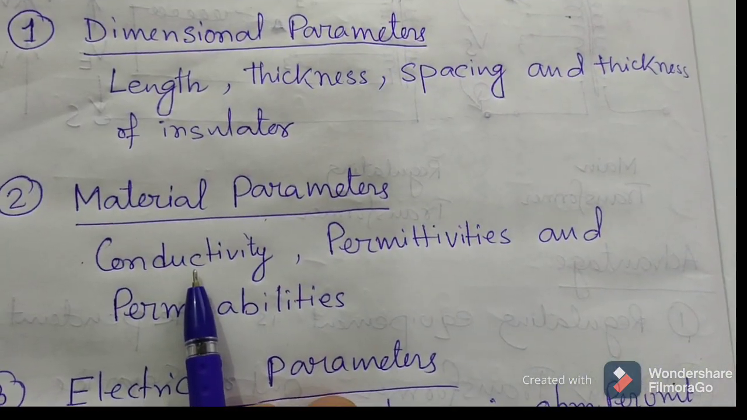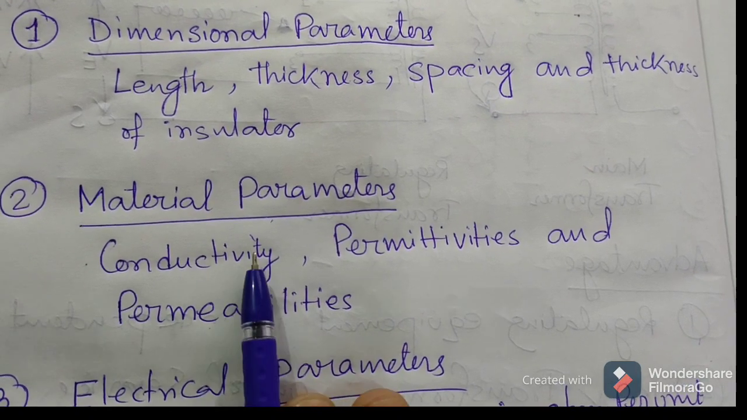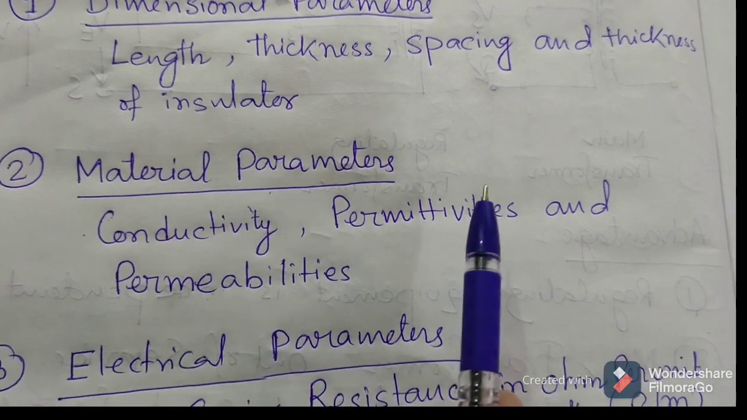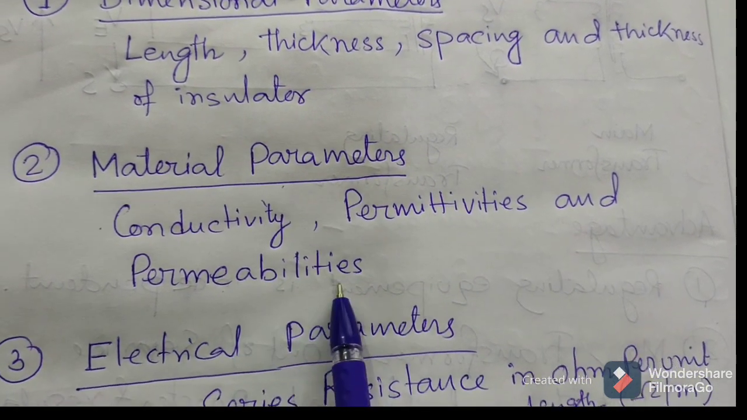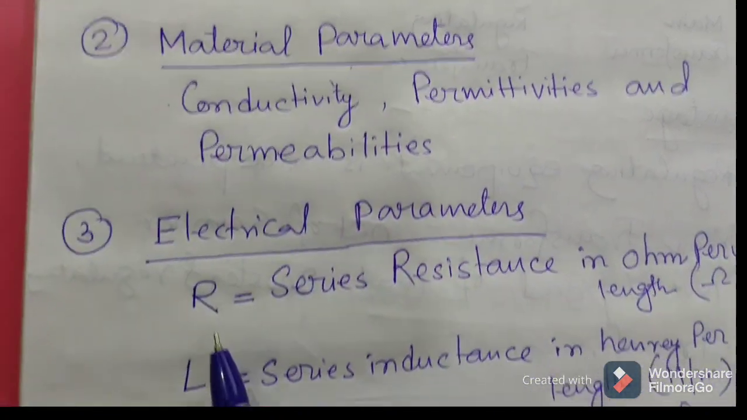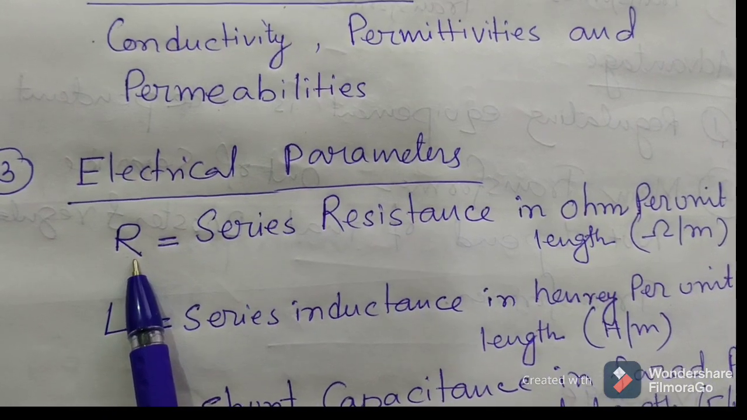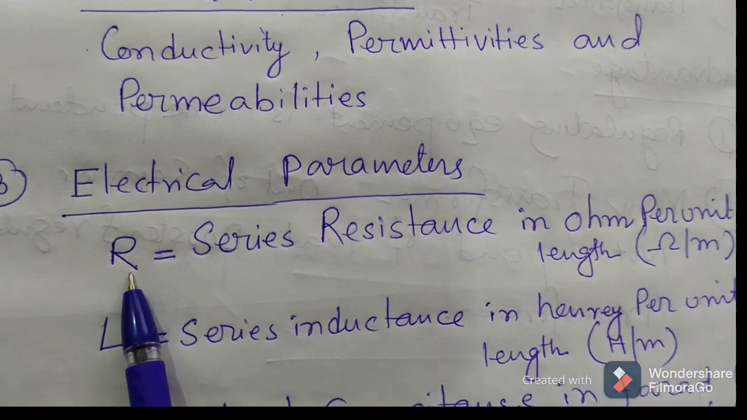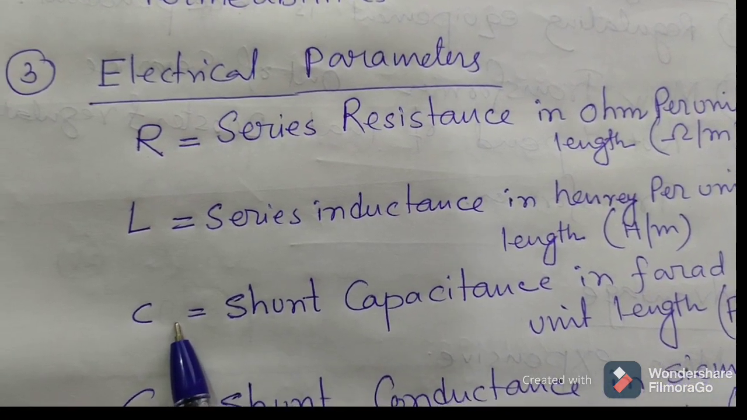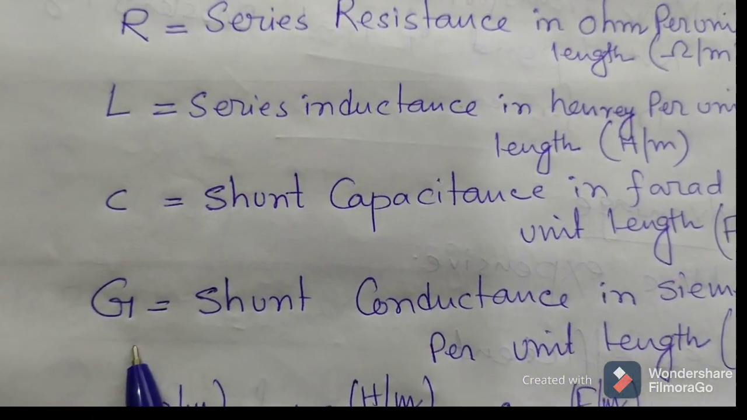Let's start with the material parameters. They are also very important: conductivity, permittivity and permeability. These are the three material parameters. Electrical parameters are there. Electrical parameters are resistance, R is denoted by resistance, L is denoted by inductance, and C is denoted by shunt capacitance. Also, G is the shunt conductance.